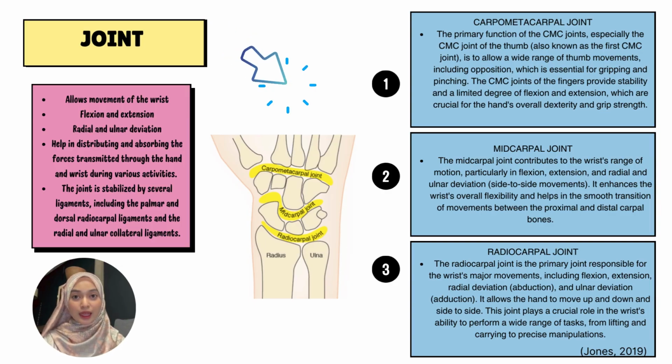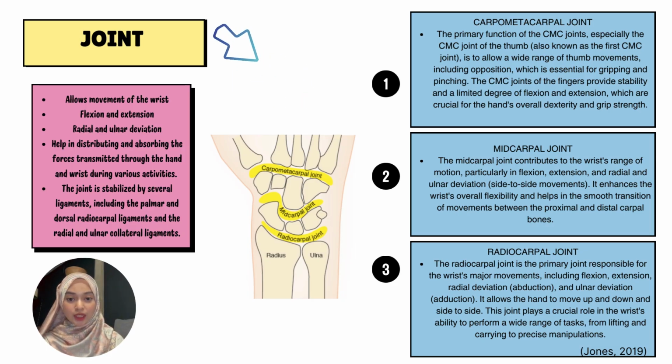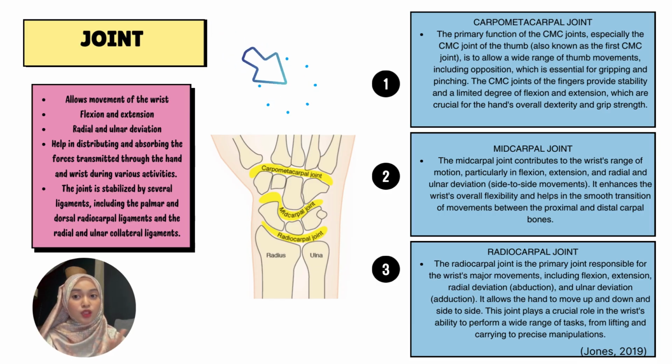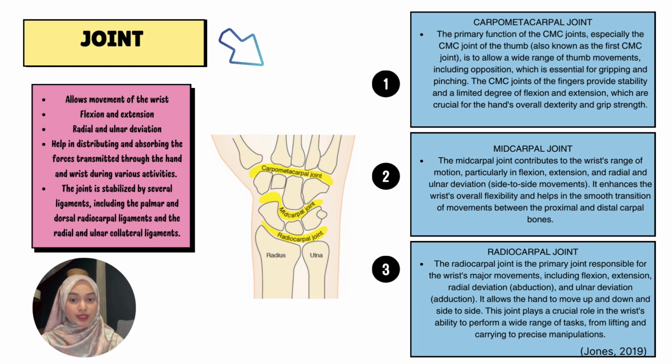I'm going to continue the presentation by explaining how the anatomical structure or the part assigned, which is the wrist, is well suited to perform the function that it does. Firstly, we have the joint. So, what is joint? Joint is the part of the body where two or more bones meet. Joint can allow movement of the wrist such as flexion and extension, radial and ulnar deviation.